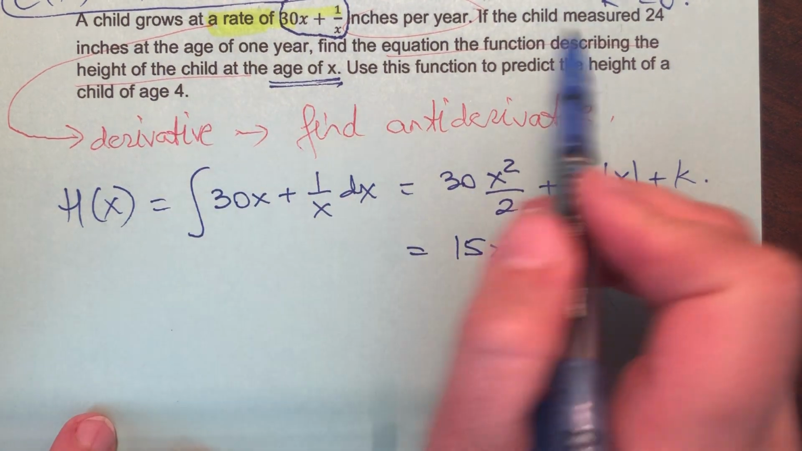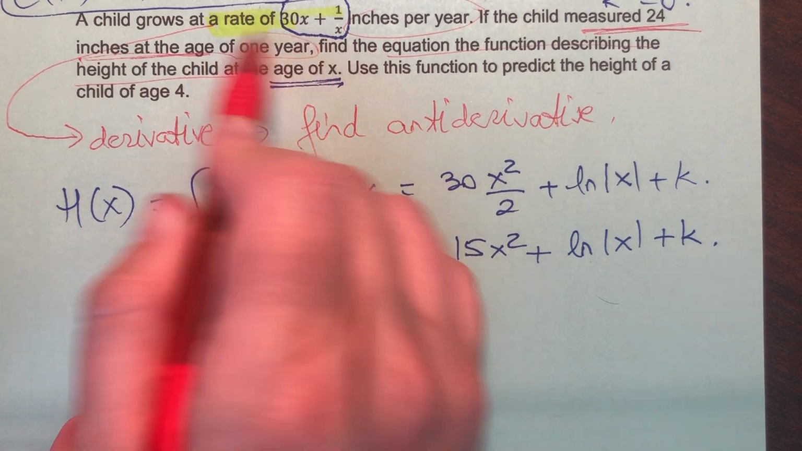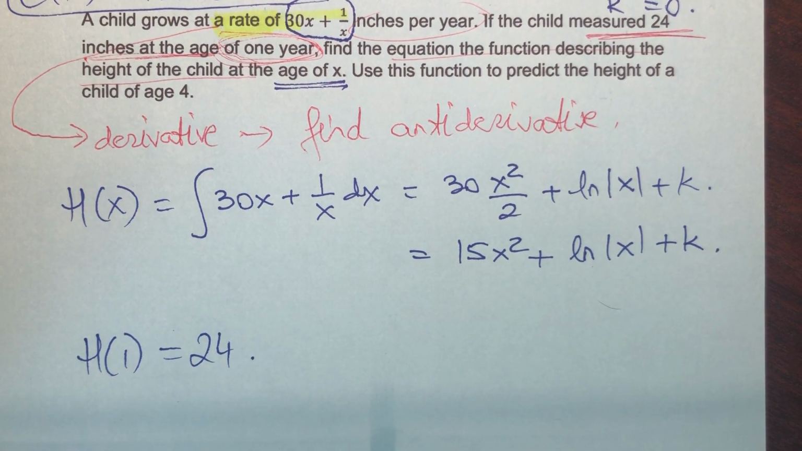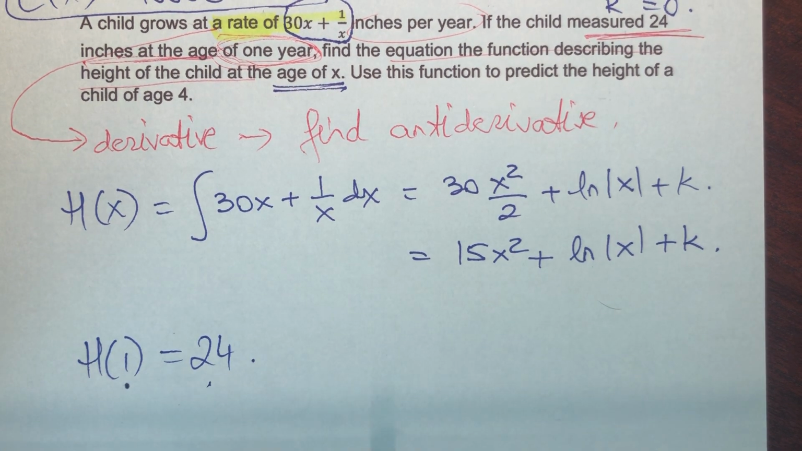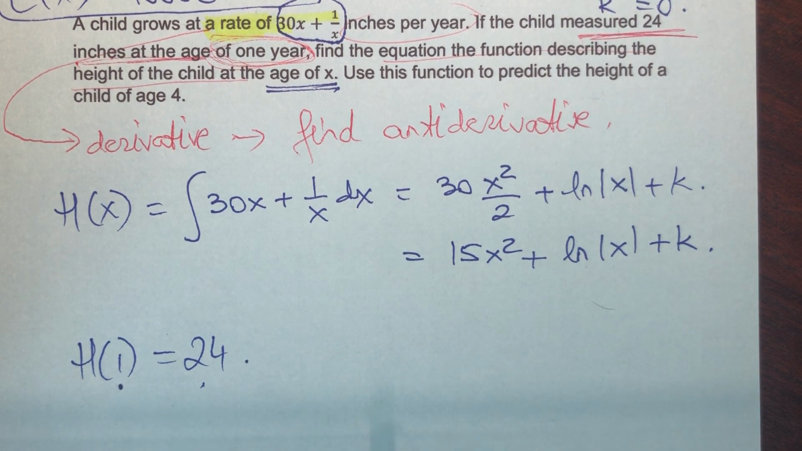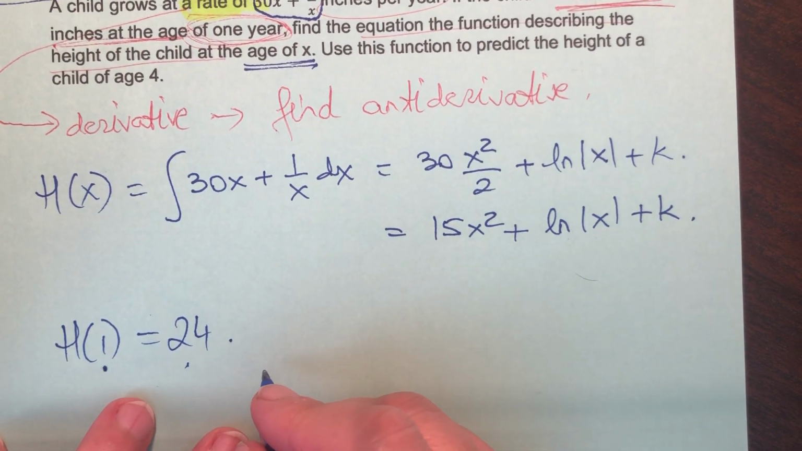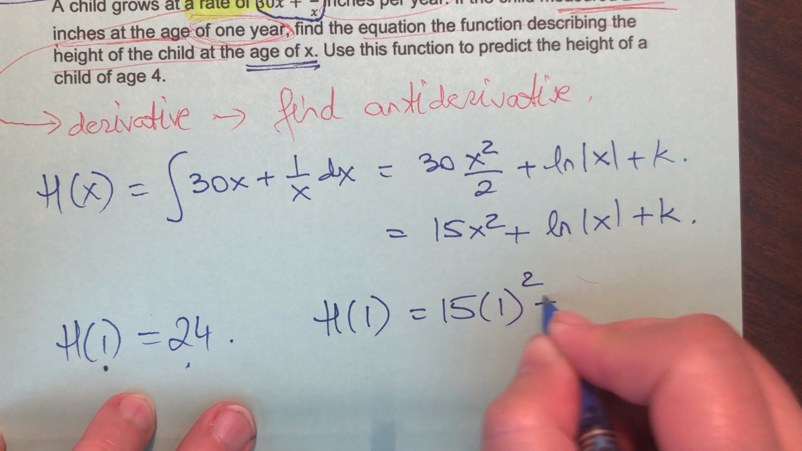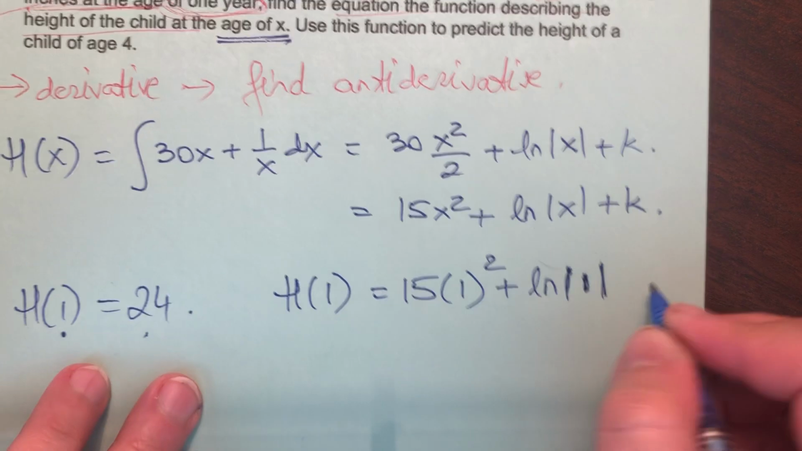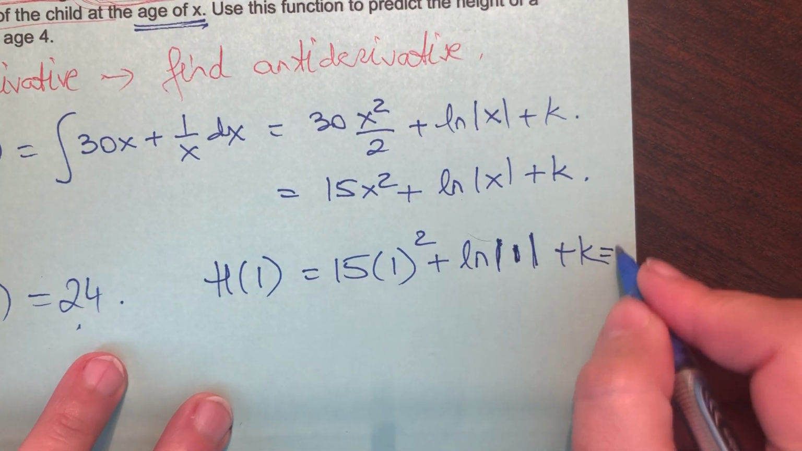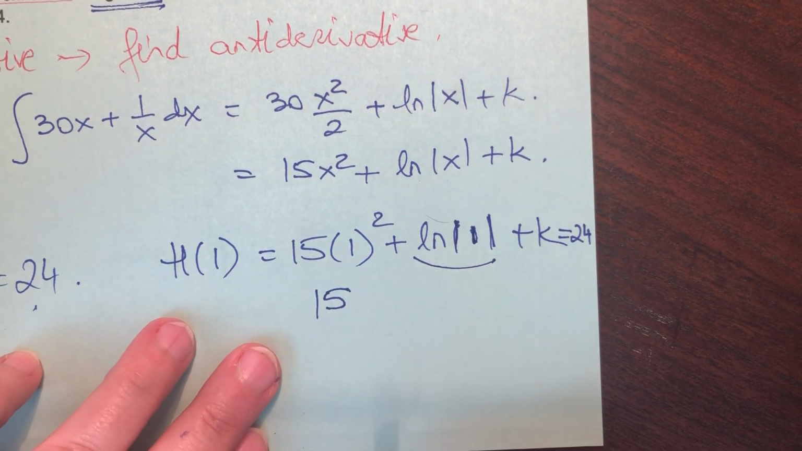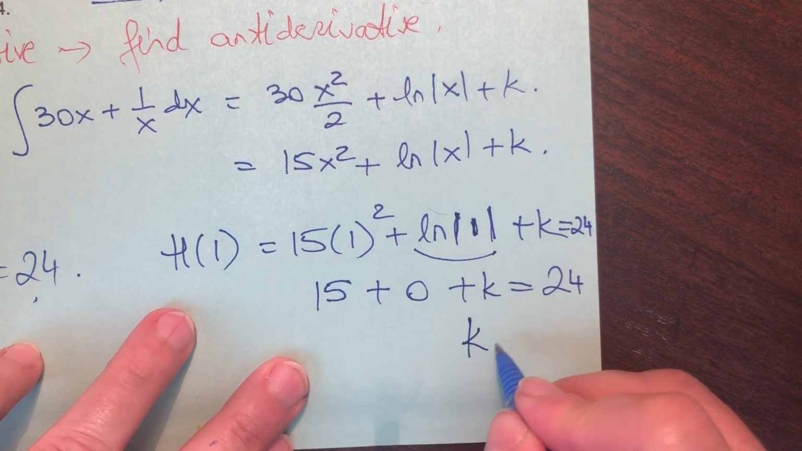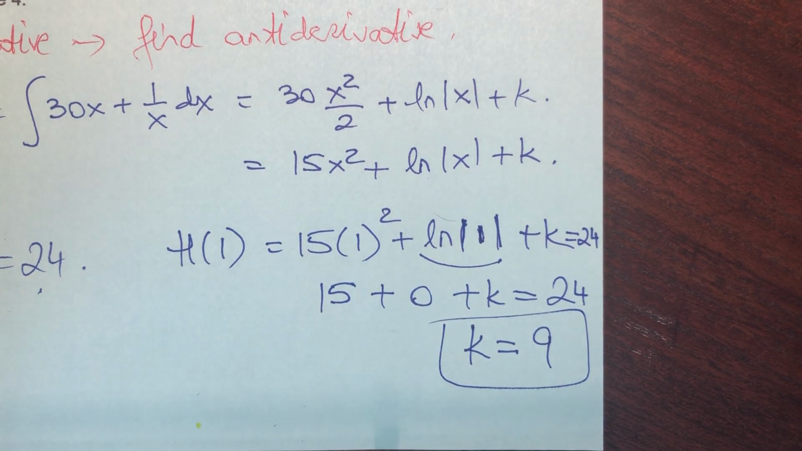Okay. So what else do I know? That the child measured 24 inches at the age of 1 year. So the height at the age of 1 was 24. By the way, I couldn't use 0 because you can't plug a 0 into an ln. So what is h of 1? h of 1 is 15 times 1 squared plus ln of 1, plus k. That's 24. ln of 1 is equal to 0. So 15 plus k is 24, minus the 15 over, so k is going to have to be specifically 9 for this problem.